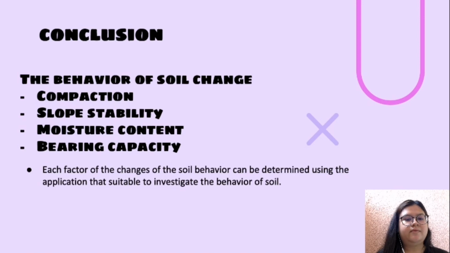So for soil behavior, its properties and mechanisms change when there are factors such as compaction, slope stability, moisture content, and bearing capacity. And all of the factors of the changes of the soil behavior can be determined by using the suitable application to investigate the behavior of the soil. So the application for the behavior of the soil, or testing, is very important in any civil engineering construction to avoid any failure in the construction in the future.